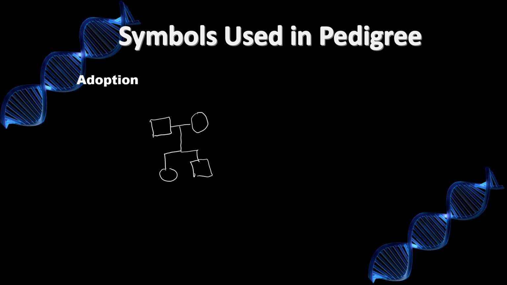And here there is another father and mother who are going to adopt this boy child. Okay, so we will draw them in brackets and connect with a line like this. This is the symbol we use for adoption.